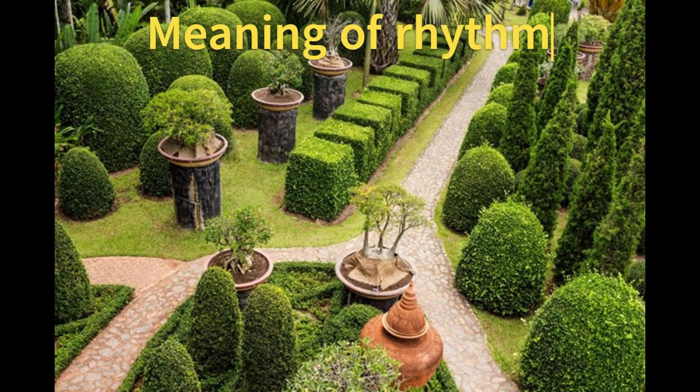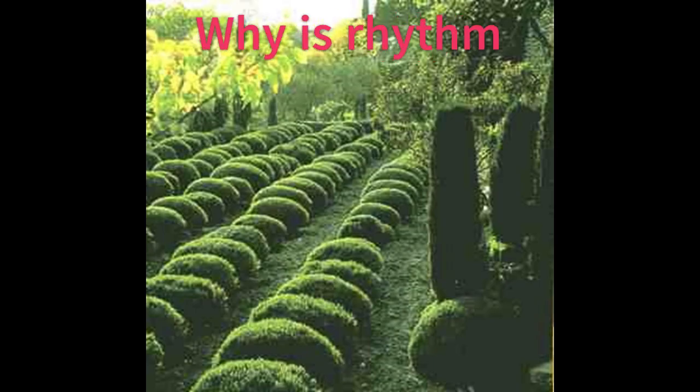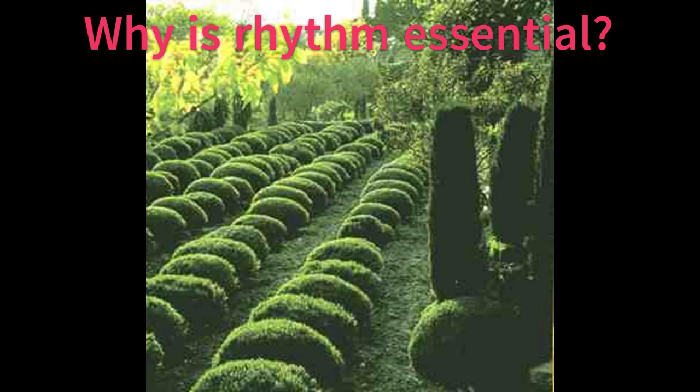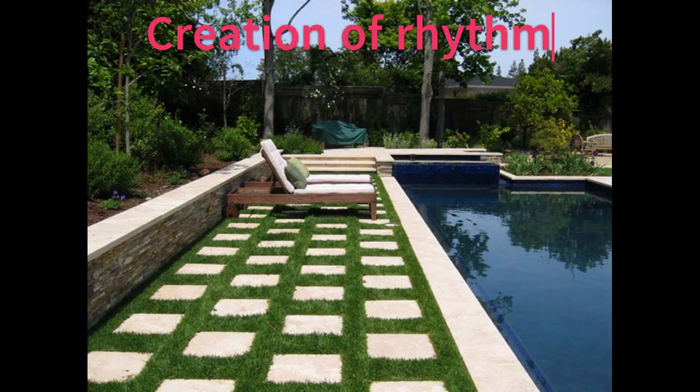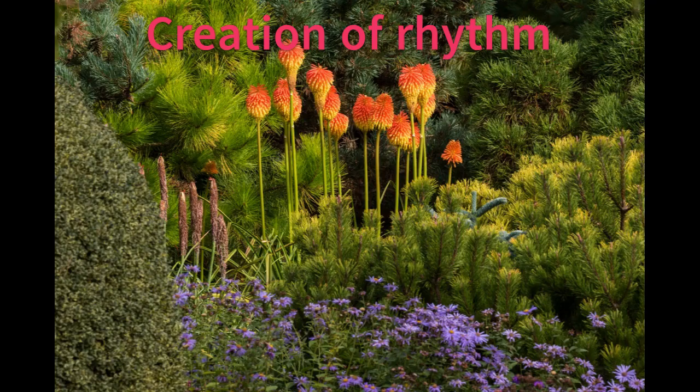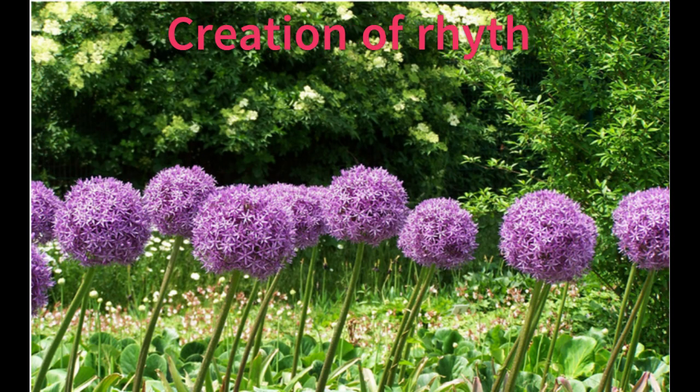Rhythm is the repetition of elements at equidistance in the space. Rhythm is used to create a sense of movement in the landscape. Our eyes follow along the path created by repetition of elements. Rhythm is created by repeating line, form, texture and color.